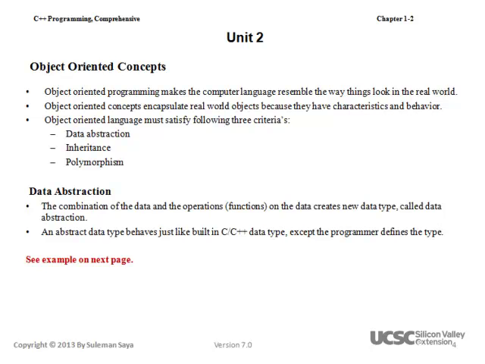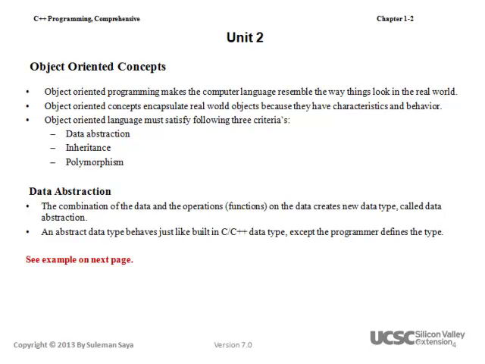Object-oriented languages must satisfy the following three criteria. These are data abstraction, inheritance, and polymorphism. Let's look at these three criteria individually, starting with data abstraction. The combination of data and the operations, which are functions on the data, creates a new data type called data abstraction.